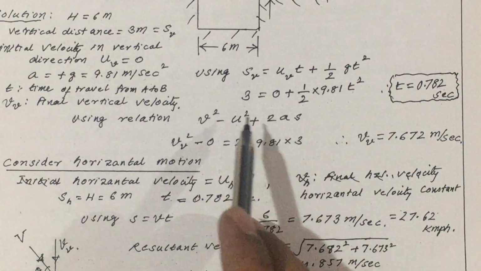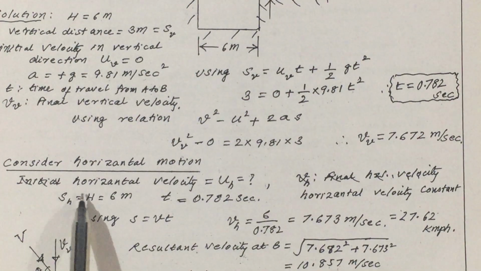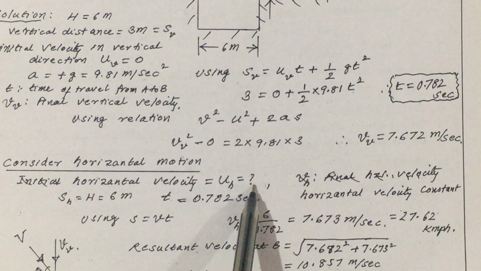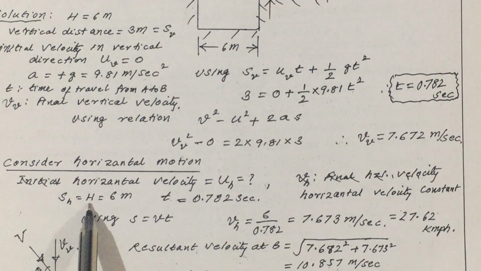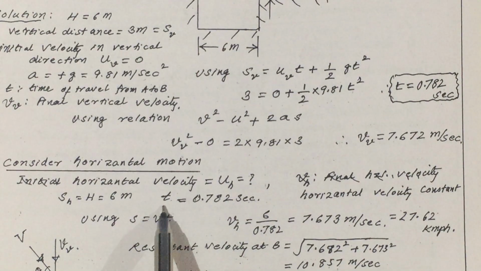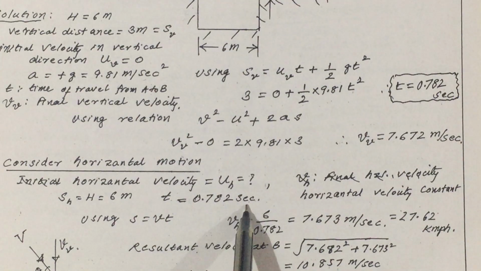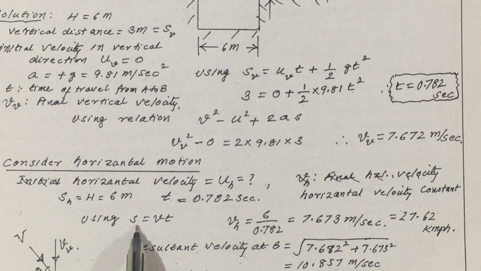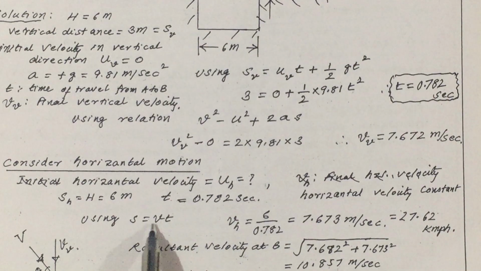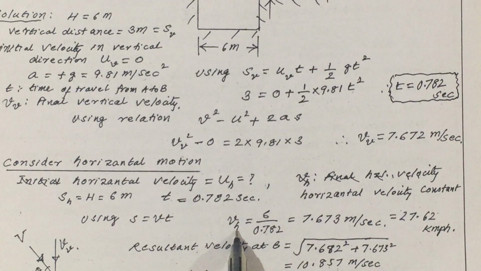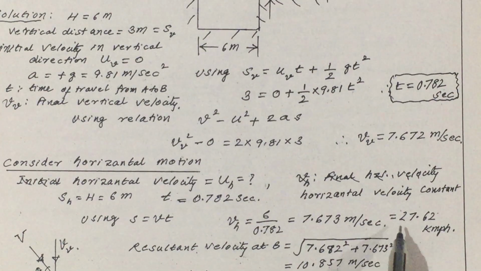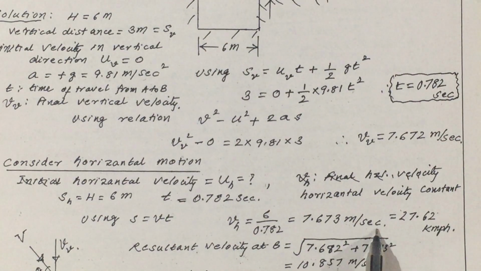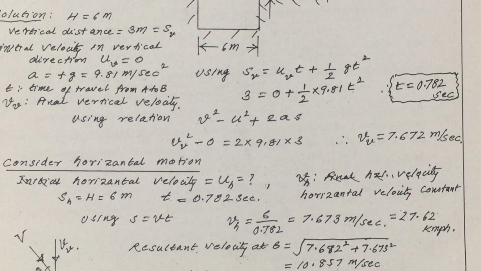This is vertical motion. Now consider the horizontal motion. The horizontal velocity uh is equal to 0, sh is nothing but distance travelled in the horizontal direction, that is h is equal to 6 meter, t is equal to 0.782 seconds. Then using s is equal to v into t or v is equal to s by t, therefore Vh is equal to s by t, we are going to get 7.673 meter per second, or if we convert meter per second into kmph, you are going to get 27.62 kmph.